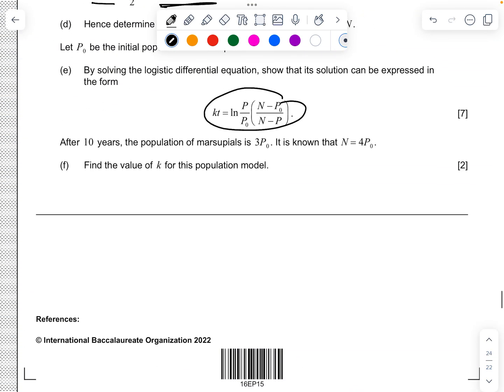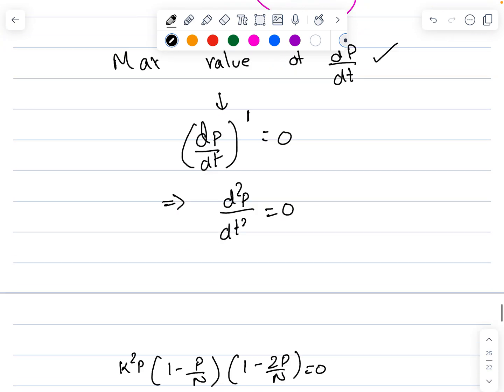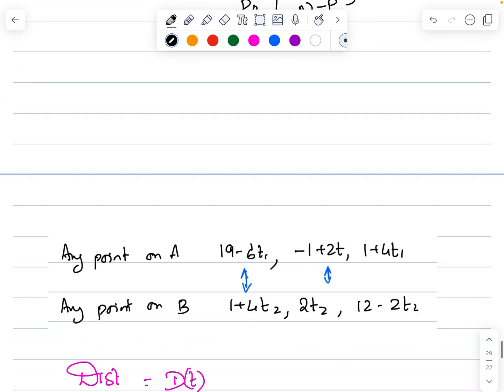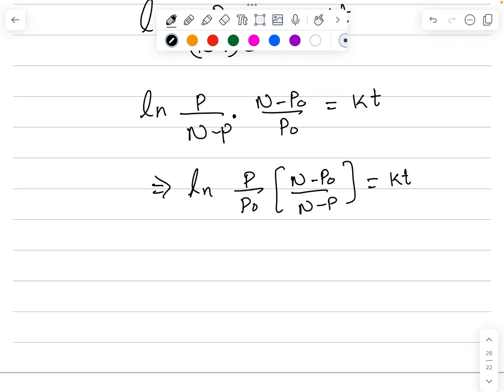Now the last part of the question. After 10 years, the population of the municipality is 3P naught. It is known that N equals 4P naught. Find the value of k for this population model. So after 10 years, in this formula, I am going to plug in t equals 10, P equals 3P naught, and N equals 4P naught.